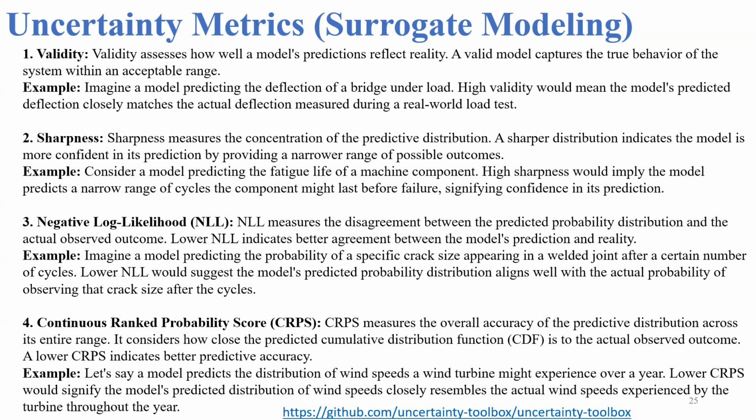NLL, or negative log likelihood, is a measure of disagreement between the predicted probability distribution and the actual outcome. So lower NLL indicates better agreement. Similarly, there are other metrics we'll not talk about too much, such as continuous ranked probability score, CRPS, and so on. And you can learn about it in the uncertainty toolbox.